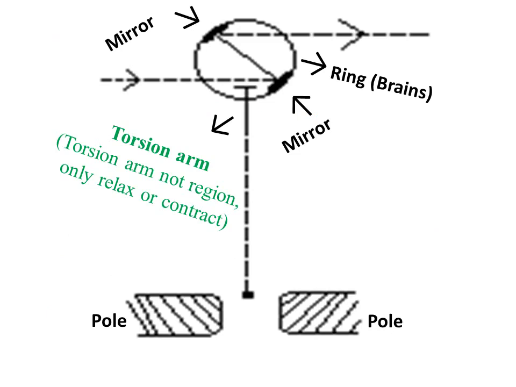In this slide, you can see at the bottom there are poles of a magnet, and the dotted line that is vertically shown in this diagram ends at a small rectangular solid portion that is showing the sample. The torsion arm not region only relax or contract, and you can see there is a ring or brain, and you can see there are some two mirrors.